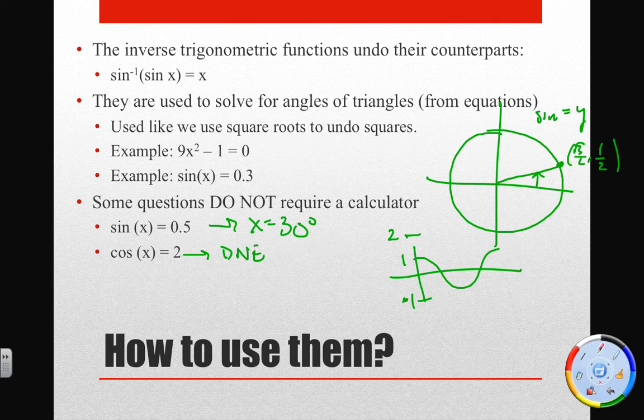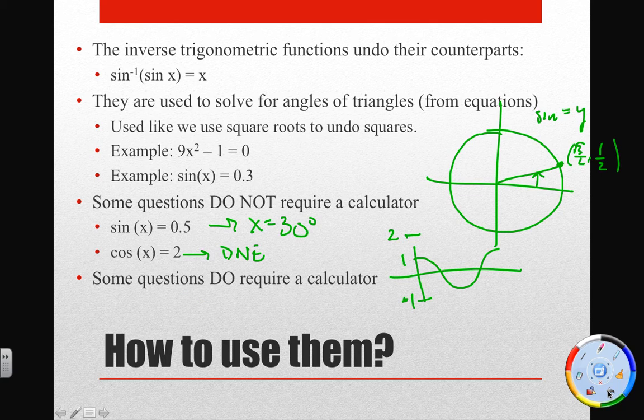So some of these where we get special numbers are ones we don't need calculators for, or if the number is bigger than 1. So if I was to say, hey, the cosine of what angle is equal to 1.1? Well, that's bigger than 1, and it doesn't work. It doesn't work for sine and cosine. Tangent's different. Tangent has its own set of rules, just like before.